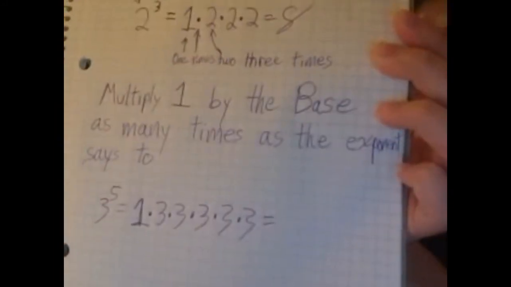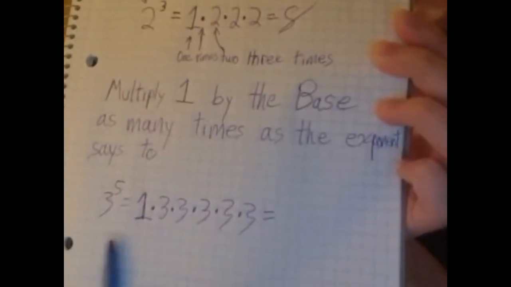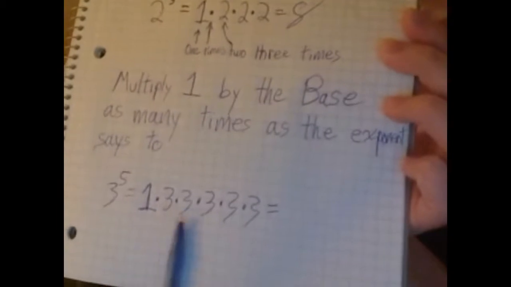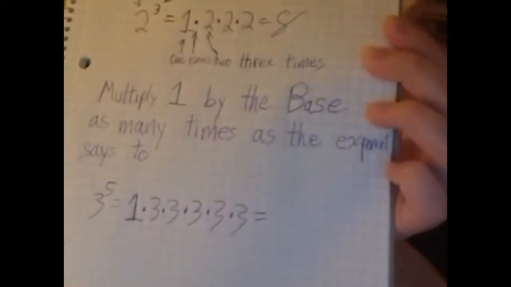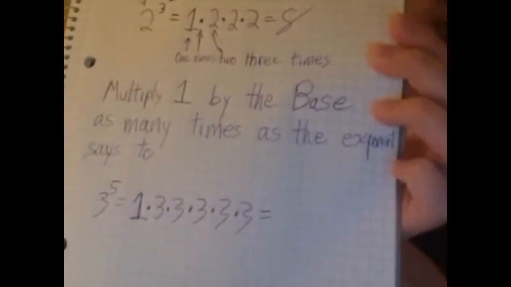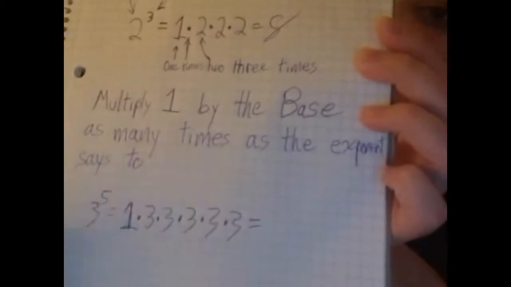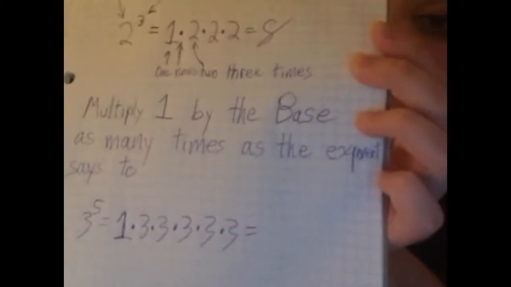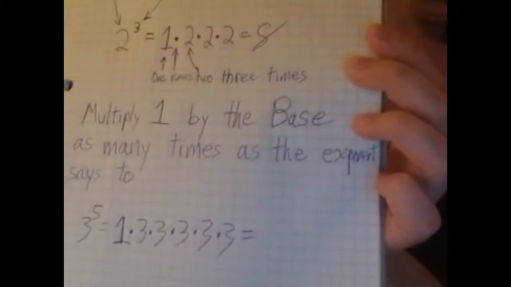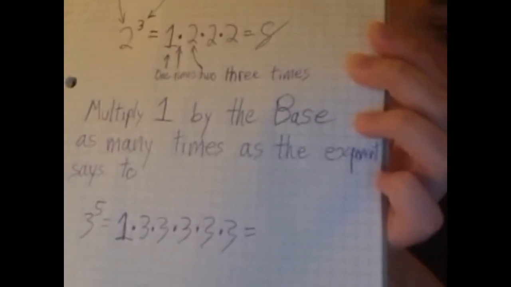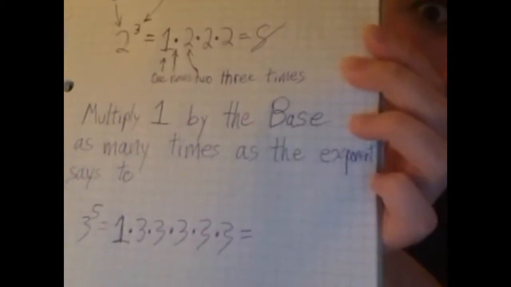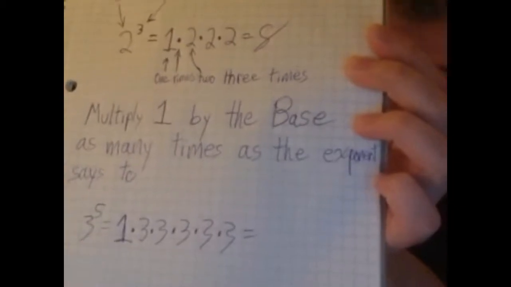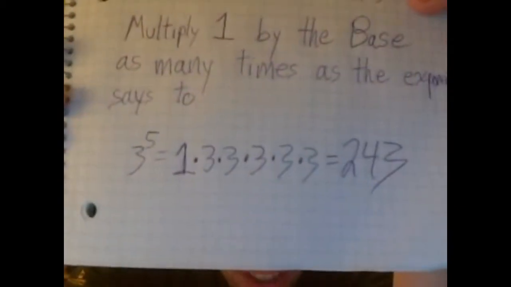Here at the bottom we have another example. 3 to the 5th equals 1 times 5 3's. So what I'm going to do is say 1 times 3 is 3, just gets rid of the 1. 3 times 3 is 9. 9 times 3 is 27. 27 times 3 is 81. And 81 times 3 is 243. And that's how we get our answer.